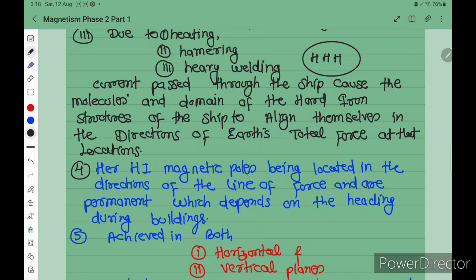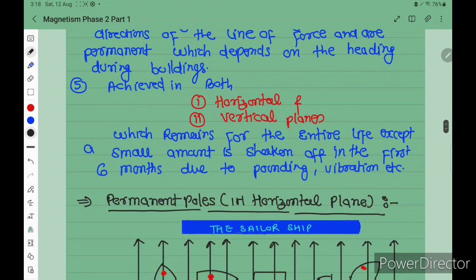Okay, so the hard iron magnetic poles are located in the direction of the line of force and are permanent, which depends on the heading during the building. So why is it permanent? Because of the particular heading achieved in both the horizontal and the vertical planes, which remains for the entire life. A small amount is shaken off in the first 6 months due to pounding and vibration. So why is this permanent? Because of the heading.